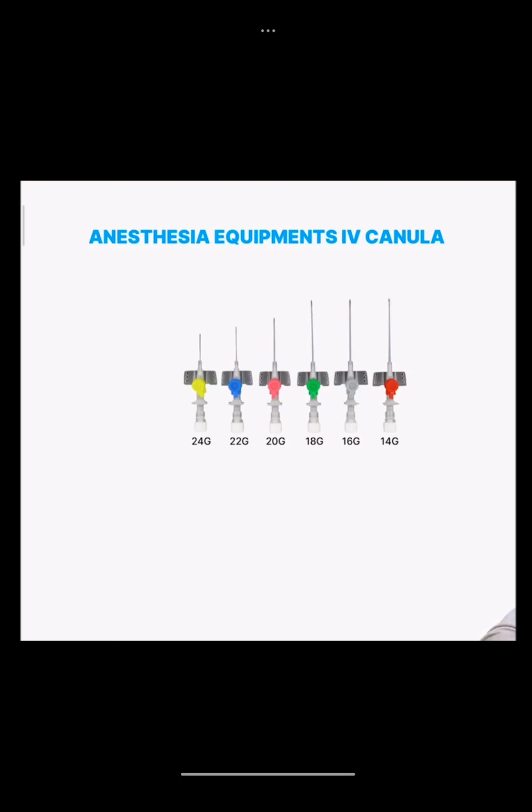You can look over here, basically from 14 till 24 is there. 26 is also there, which is purple in color, which is commonly used for preterm infants or preterm newborns and all. You can use the 26, but for pediatric cases we are using 22 and 24 gauge IV cannula. And for adults commonly we are using 18 and 20 gauge IV cannula for any surgery.